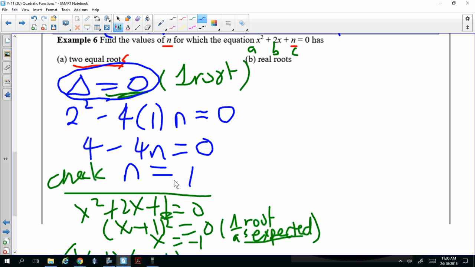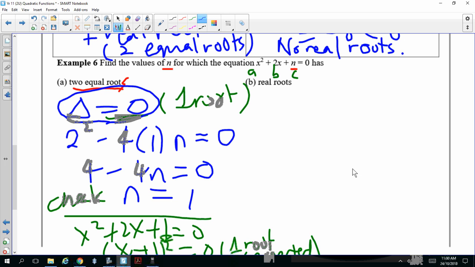Okay, real roots. What does real roots mean? Real roots could be 1 root or 2 roots. So in that case, you have to do the discriminant bigger than or equal to 0. Okay?